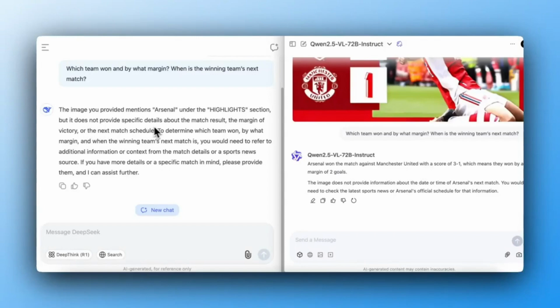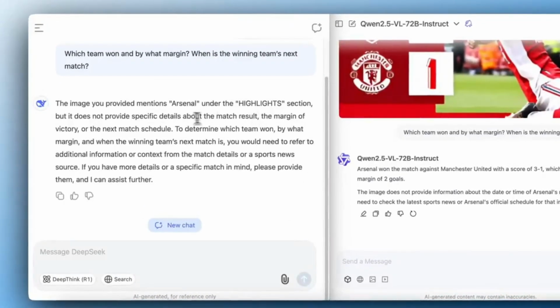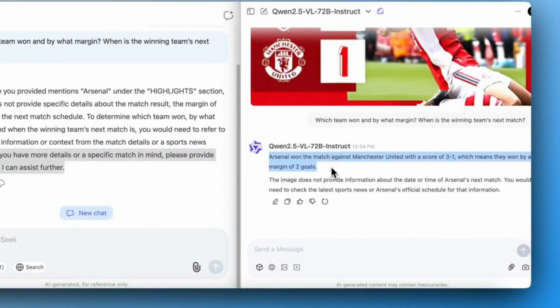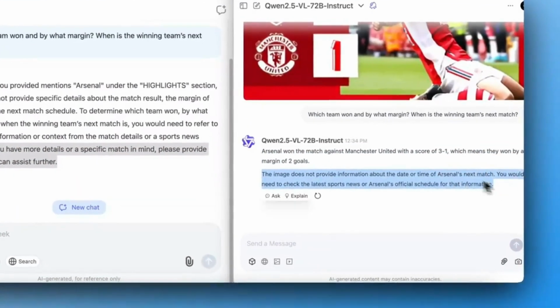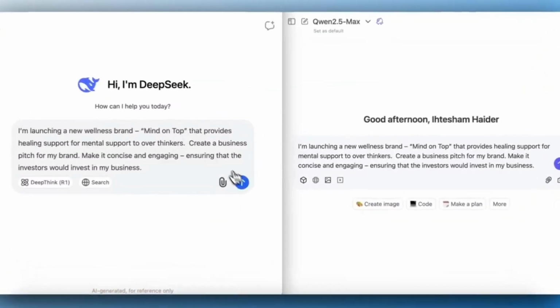Watch this. I showed both models this complex image. DeepSeek-V3 couldn't process it effectively, but look at Qwen 2.5's response. Not only did it identify key elements, but it also made intelligent predictions about context and relationships within the image.